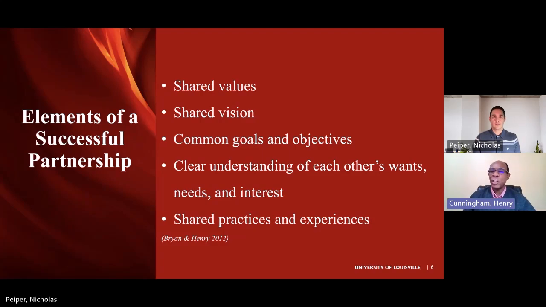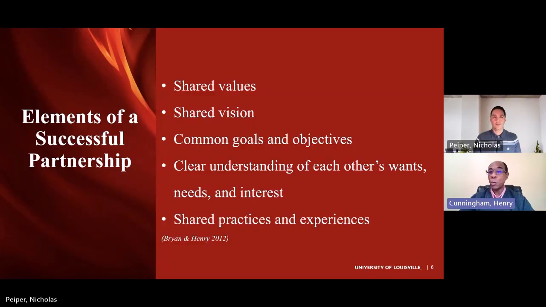Likewise, there has to be a shared vision. What is your vision for the community? What is your vision for your teaching? What's your vision for your course? What's the vision you have for your research project? Whatever you are doing, that vision has to be in alignment with your community partner as well.